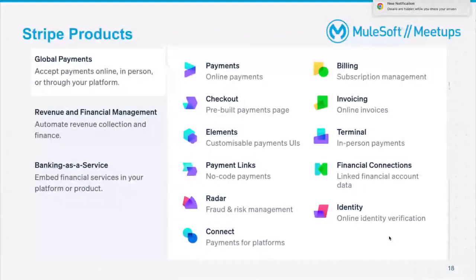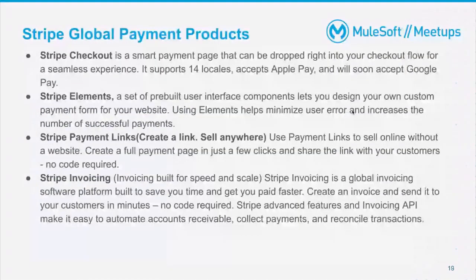Yes, now about products. So Stripe, if you see, they have given lots of products. Even if we don't have our own checkout, Stripe has given their own checkout page. We can directly plug it into our application. We will go through the Stripe page, and we'll come to know once you see. So these are all the products like checkout, elements, payment links, billing, invoicing. We will see once we go to the Stripe page.